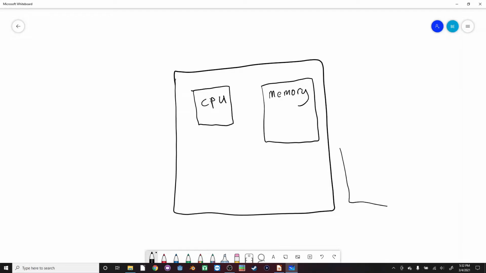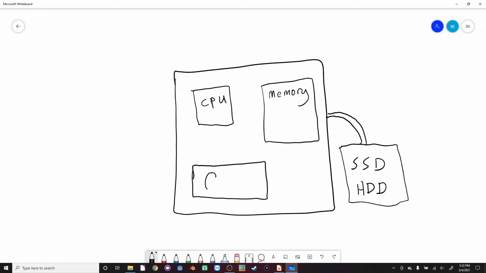Maybe somewhere else in the computer, outside of it, but still connected to it, is a hard disk drive, the type of storage you saw before with the disks inside of it, or a solid state drive. And this will be connected to some sort of pin on the outside of the computer. And then maybe we have a GPU here. Right, so maybe you've got some connections here, connections here, and so on.